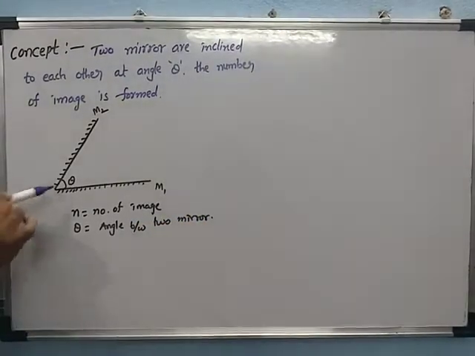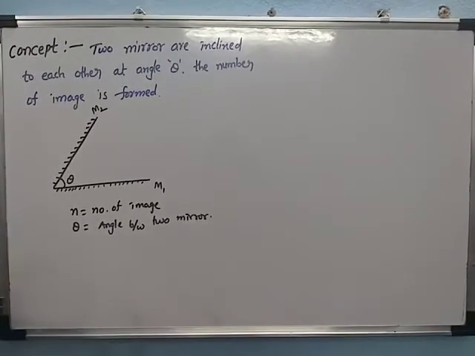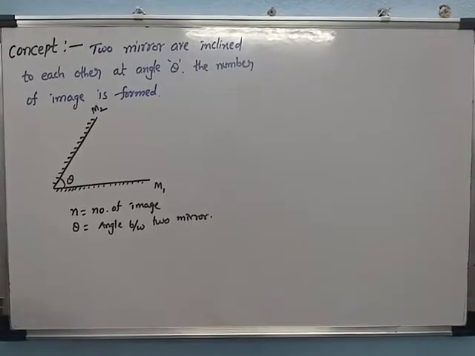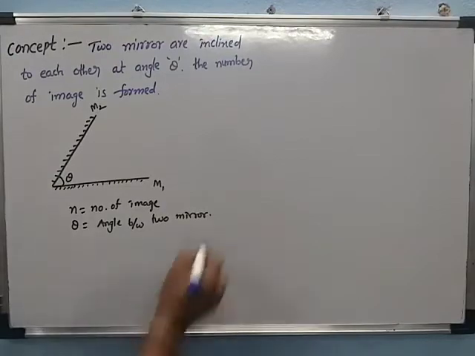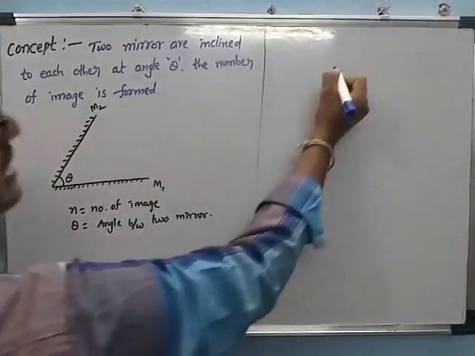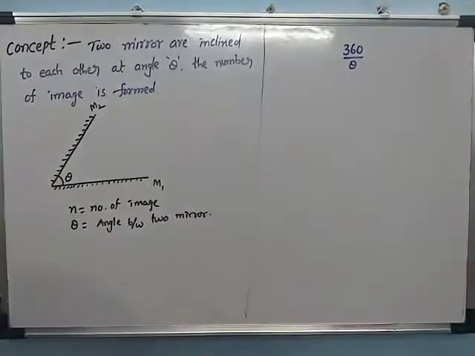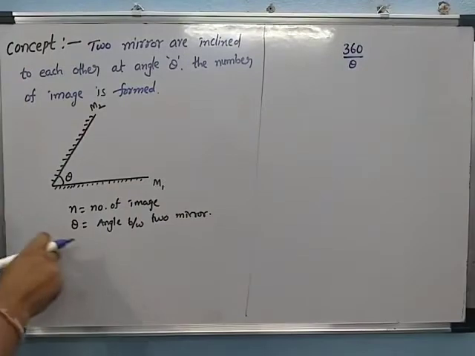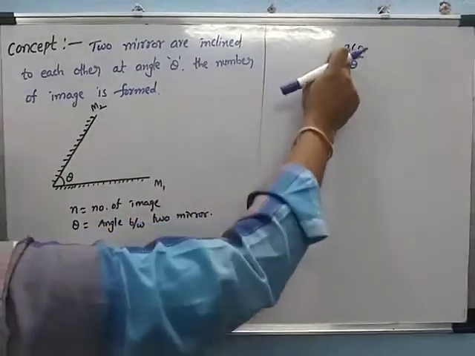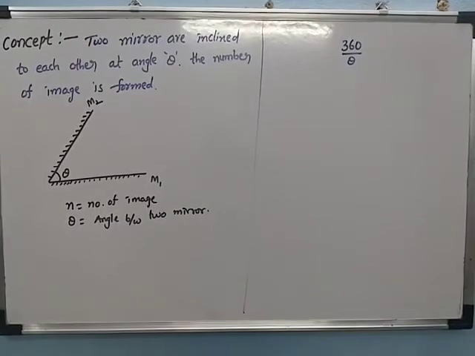When these two mirrors are rotated, how much of the angle can be rotated? A full circle, which is nothing but 360 degrees, can be rotated. That's why we can write 360 by theta. The possibility of the mirrors being rotated is in the form of 360 degrees by theta, where theta is nothing but the angle.